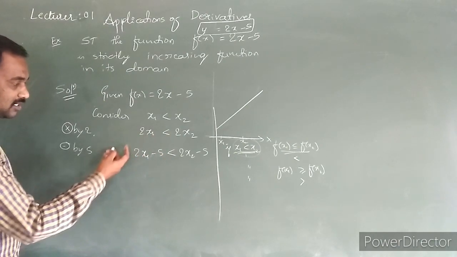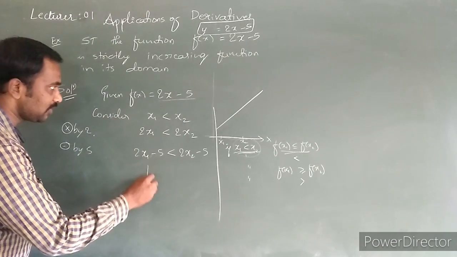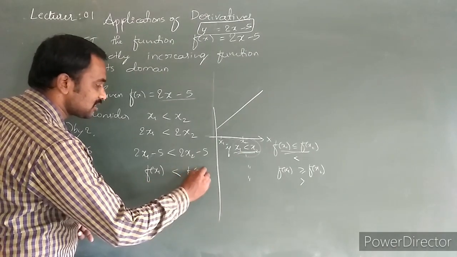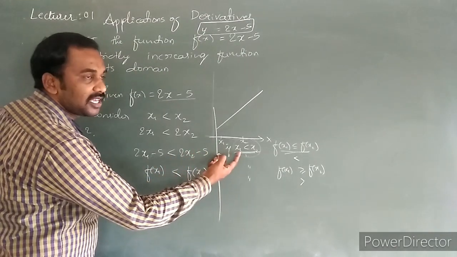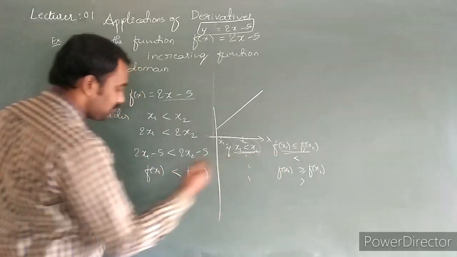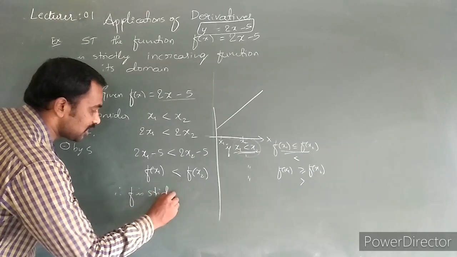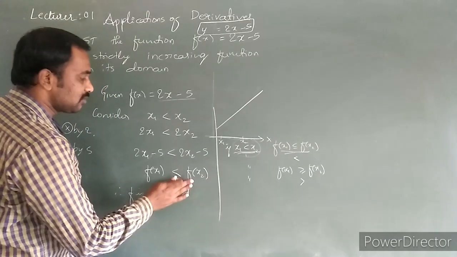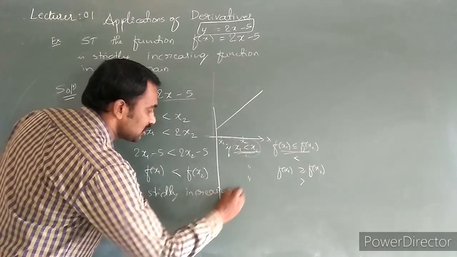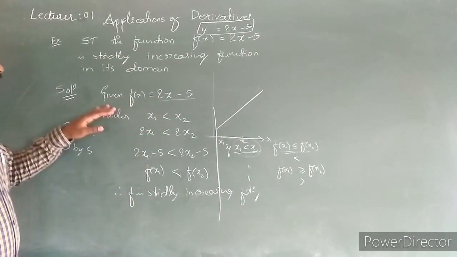What is 2x1 minus 5? 2x minus 5 is f of x. So 2x1 minus 5 is f of x1, less than, as it is, f of x2. Have you got that? If x1 is less than x2, then f of x1 is less than f of x2. Therefore, what is the conclusion? f is a strictly increasing function. This is how we have to show the cases.